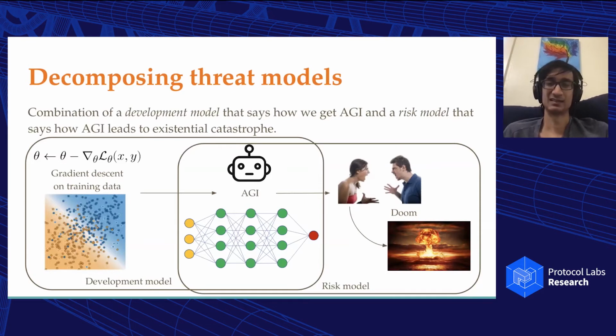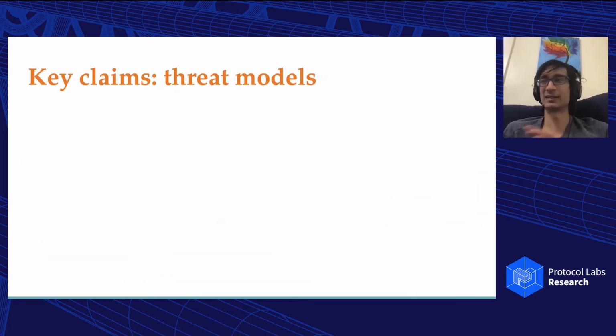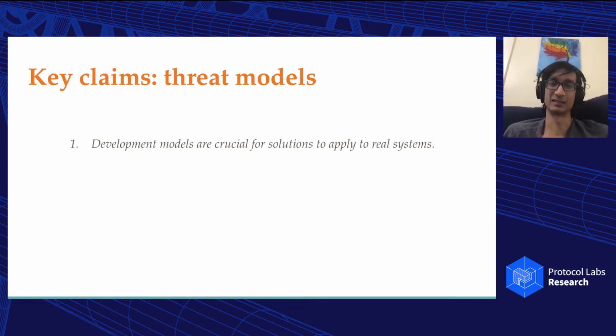Specifically, the three claims I'm going to make about threat models are these. One is that you need to have a development model if you want to be developing solutions that actually apply to real systems. If you use a model of AGI that is just not actually the one that we build in the real world, then your solutions are most likely going to be useless and never deployed. So you need to be working in the right development model.